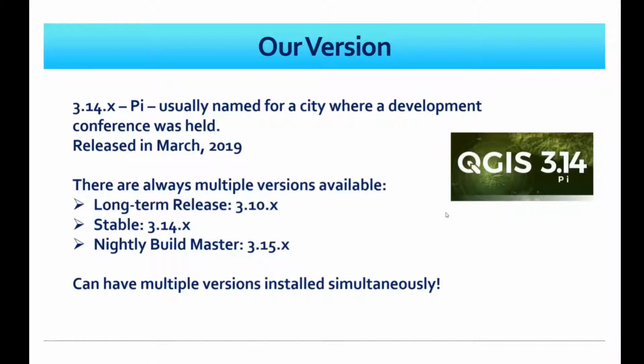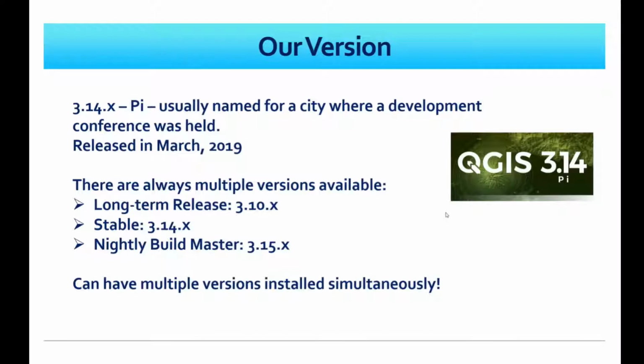So the version that we're going to be working with is either going to be 3.14 or 3.16. I believe I'm actually going to have you work on 3.16. Each one of these versions is named for a city where a development conference was held. 3.14 was named for pi, because it is the numeric equivalent of pi, the mathematical constant.